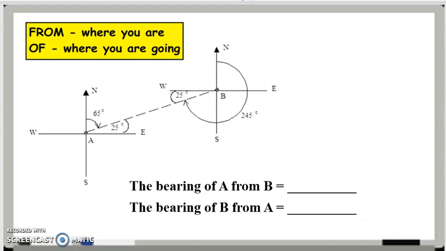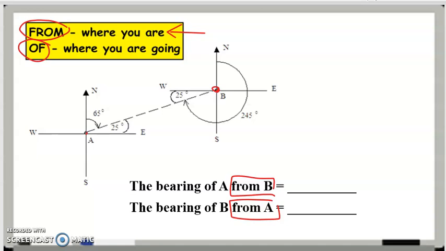So let's quickly first talk about how to interpret bearings questions, or the two common words that you'll find in a bearings question. The two common words you're going to find are the word "from" and the other word is "of". From is where you are. So if I'm talking about the bearing of A from B, it means I'm currently at B. If I'm talking about the bearing of B from A, it means you need to go and put your pen on A. So from is where you are. Of is where you're going to.